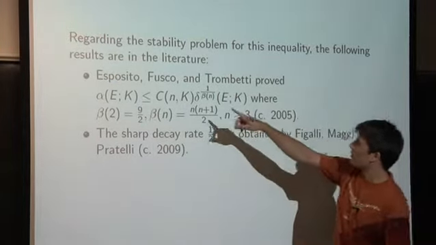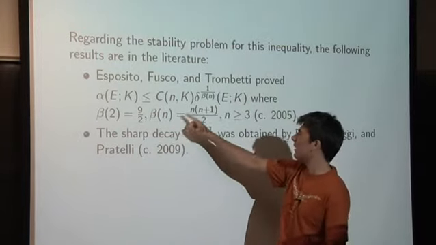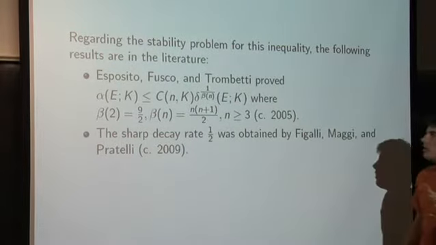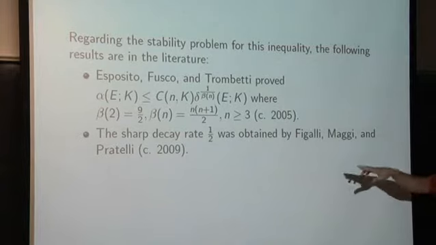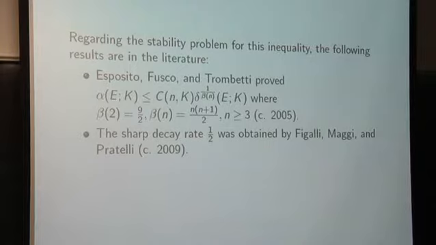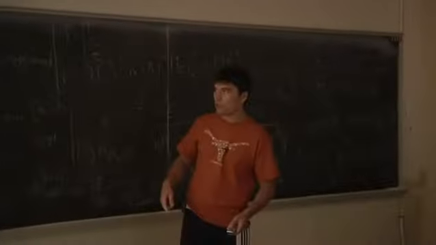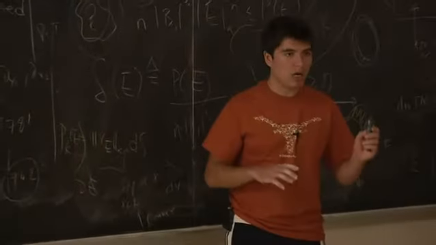So in 2005, Esposito, Fusco, and Trombetti proved that you can take beta to be this quantity depending on the dimension. But there was still that conjecture that 1/2 should be optimal. This was done by Figalli, Maggi, and Pratelli, and Alessio Figalli is here at Texas, he's my advisor. So they obtained this 1/2 rate recently, which of course recovers the 2008 paper by Fusco, Maggi, and Pratelli, because you just take k to be the ball.